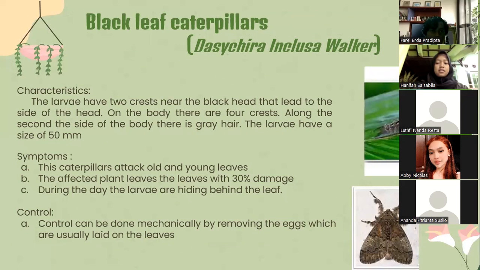Symptoms of the black-leaf caterpillar: first, this caterpillar affects old and young leaves. Second, the affected plants have leaves with 30% damage. Last, during the day, the larvae hide behind the leaf. So control can be done mechanically by removing the eggs, which are usually laid on the leaves.